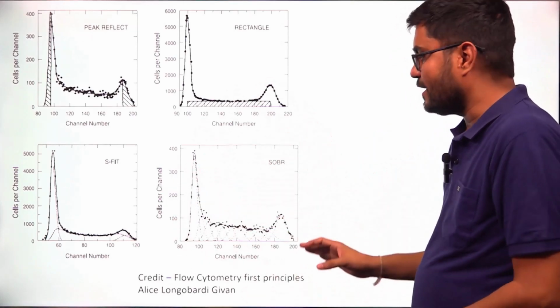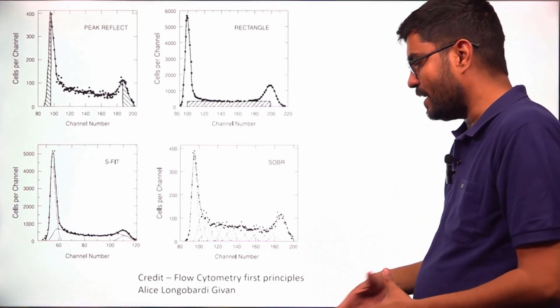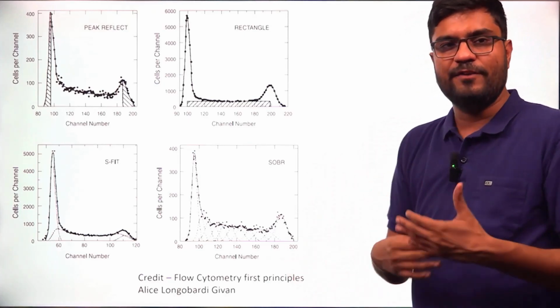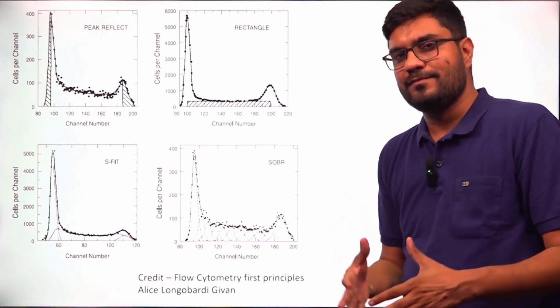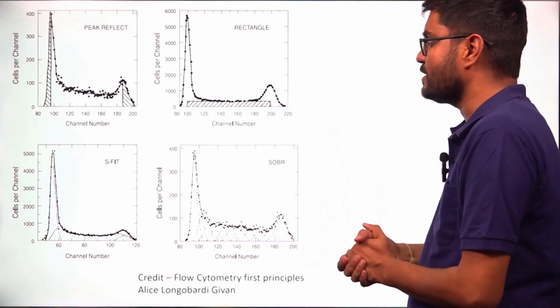These pictures are credited to a very nice book on flow cytometry called Flow Cytometry First Principles by Alice Longobardi. And if you go through this book, you will find different applications of flow cytometry explained in an easier manner using less maths, right? So they are logical, they are easy to understand.